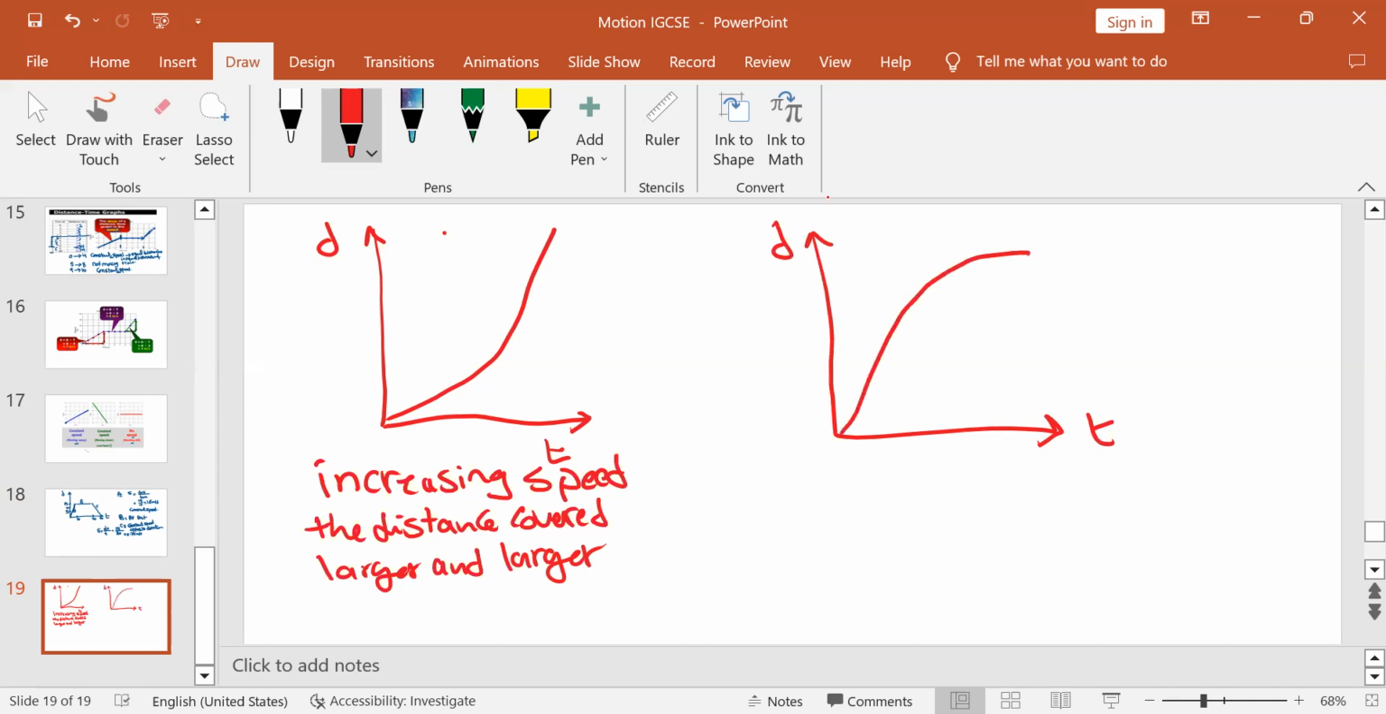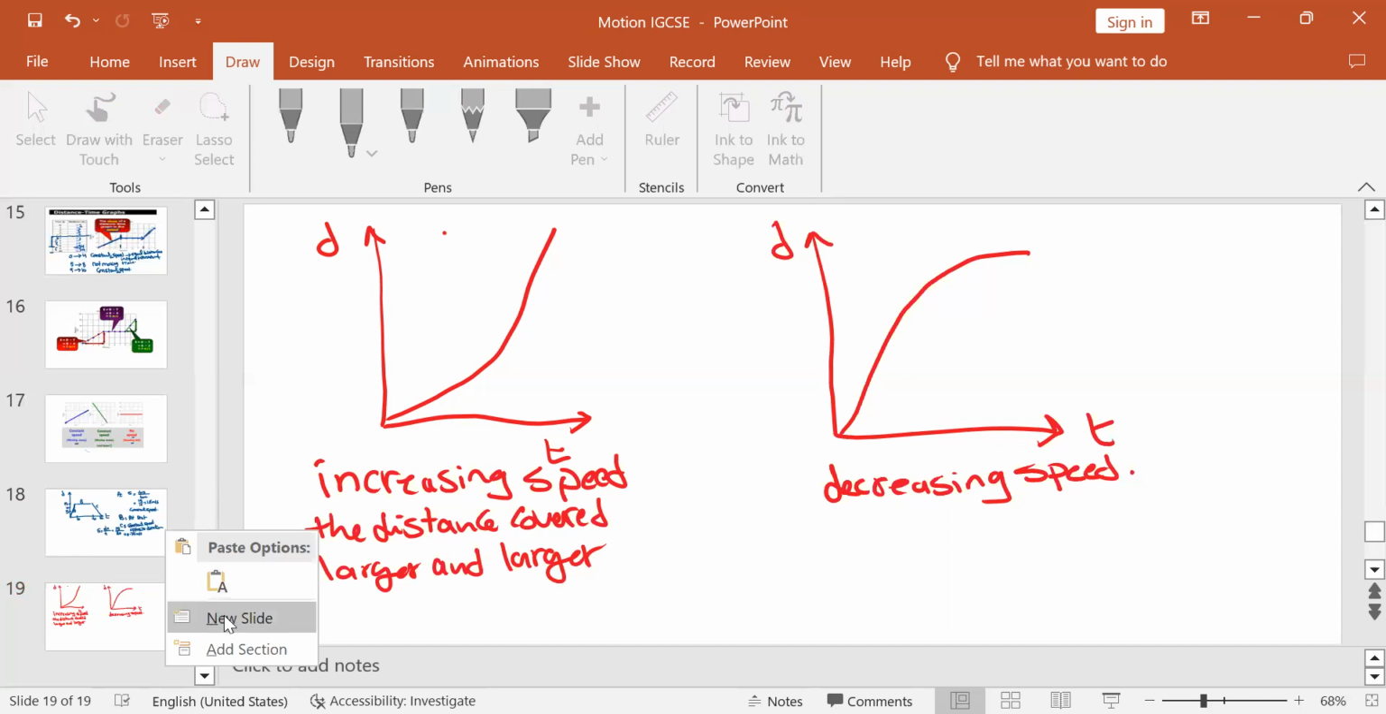What about this? It is slowing down. Bravo. Decreasing speed. So here the body decreases the distance covered as time passes. Okay.